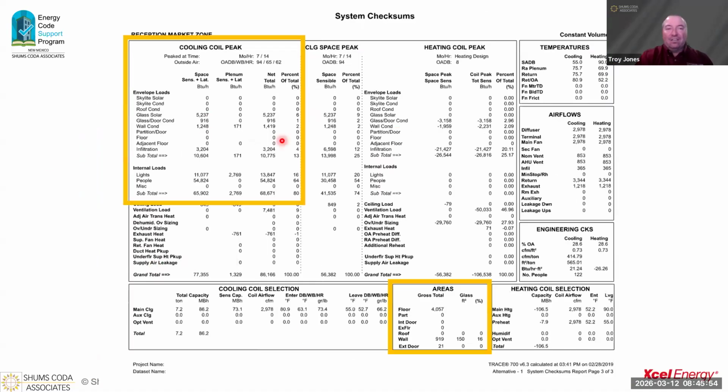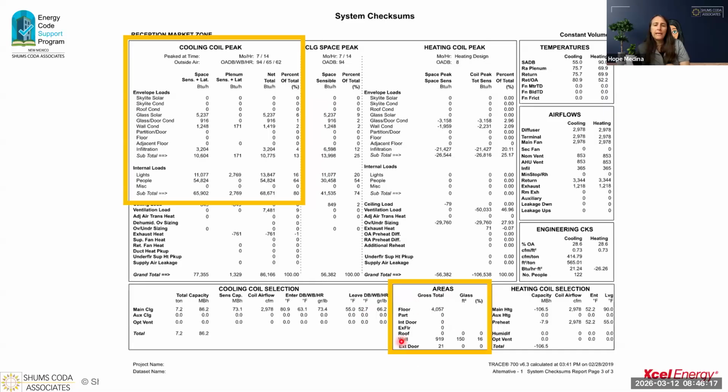All right. So here are a few other things that you might want to consider as you look at some of the loads here. We want to ensure that light loads are put in there. We have people loads that are put in there, and we want to make sure that we have that information.